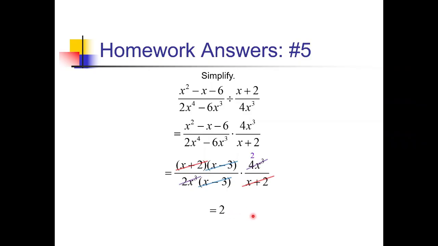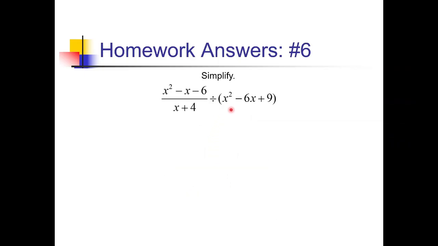We do have to exclude some things, though. So we have to leave out x equals 0 because of this x cubed that got canceled. This x minus 3 means we have to leave out x equals 3. And also we have to leave out -2 because of this x plus 2 that we canceled out.